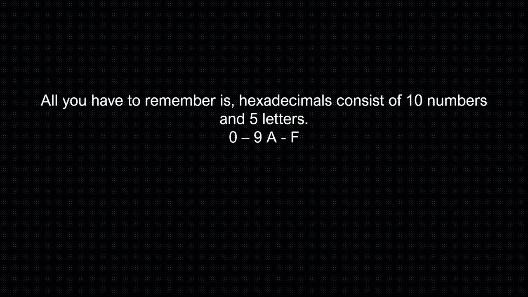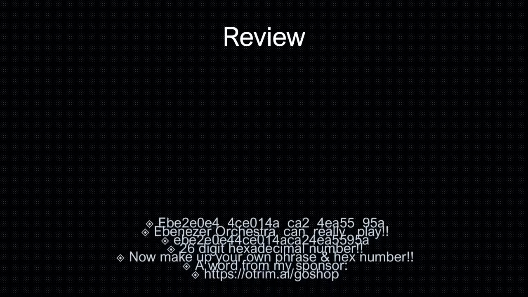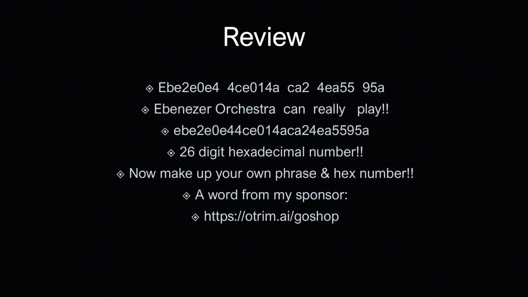All you have to do to remember your hexadecimal is, hexadecimals consist of 10 numbers and 5 letters, 0 to 9 and A through F. Let's look at Ebenezer Orchestra Can Really Play. EB, E2, E0, E4, 4CE, 014A, CA2, 4EA55, 95A, a 26-digit hexadecimal number that you just remembered going through this class. Now, you can make up your own phrases and your own hexadecimal numbers. This right here is just an example, okay?